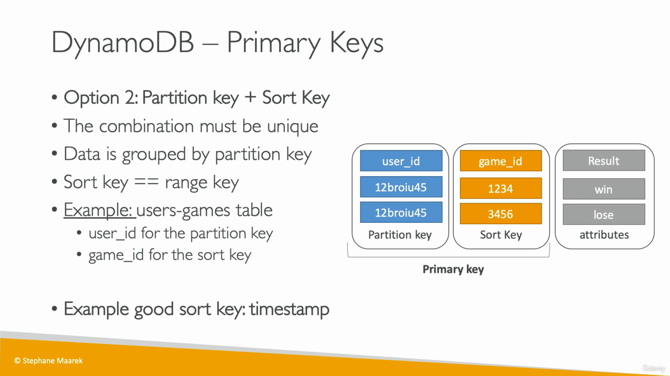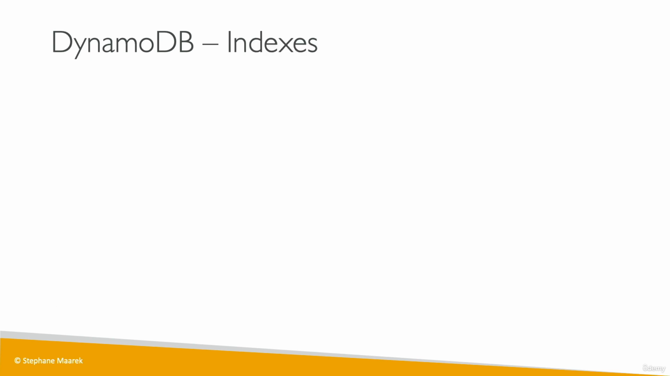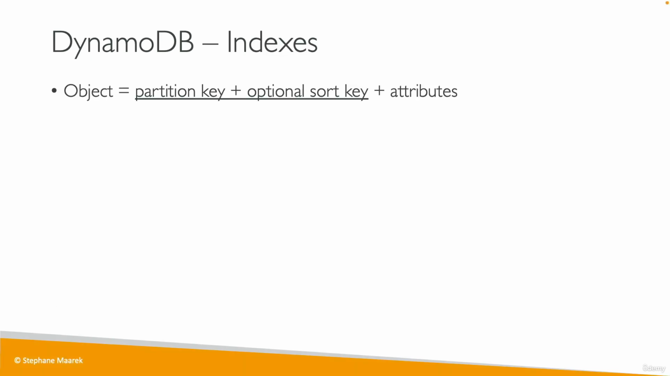And so we can see that the combination of the user ID and the game ID in this case is unique. Okay, hopefully all of this is not new to you. Then we have indexes. An object is made of a partition key, a sort key that is optional, and some attributes. And so we can define some indexes on top of it.